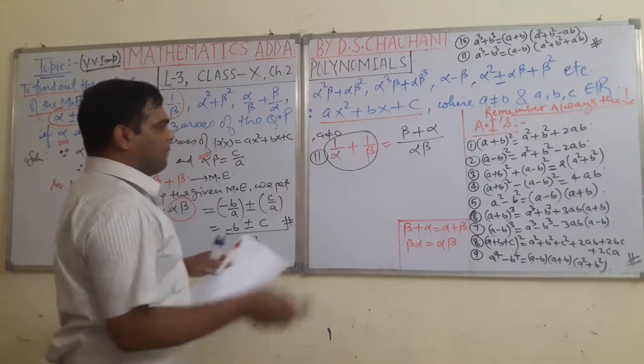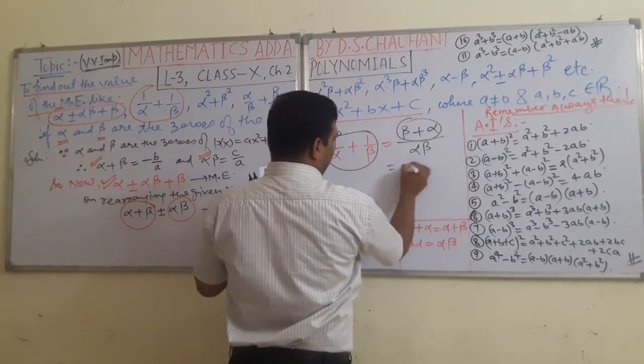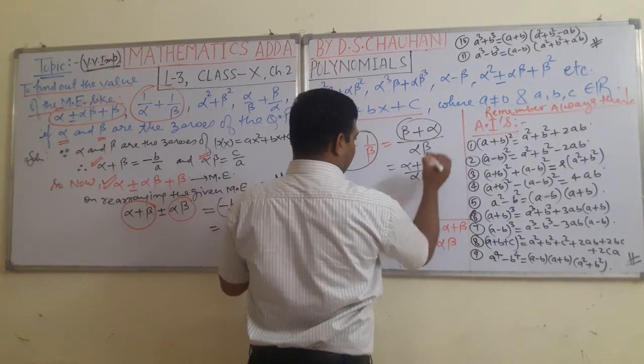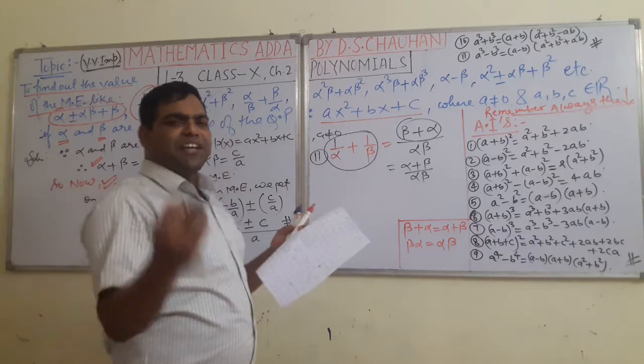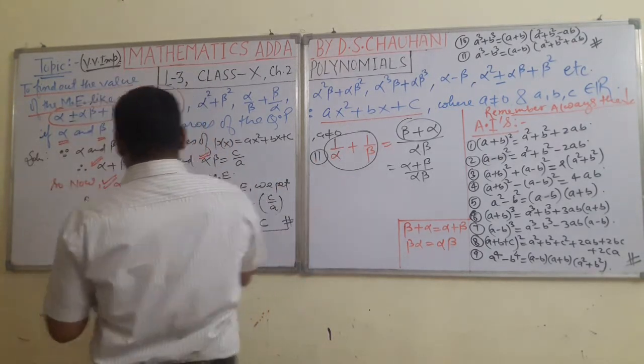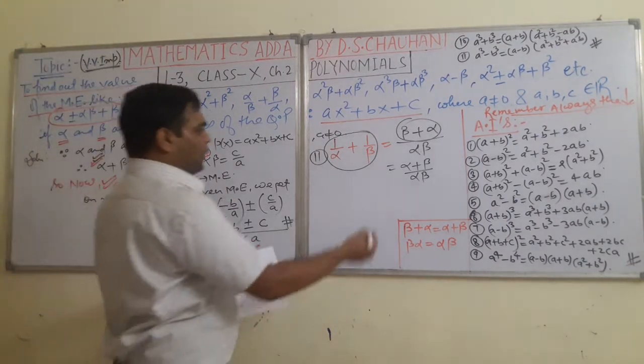So keeping this thing in the mind, students, we can understand this beta plus alpha as alpha plus beta, and this is simply alpha beta. Now the question arises, what is the need to write? Actually, why I am writing here, because we have alpha plus beta, that is sum of the zeros. So easily we are putting here.